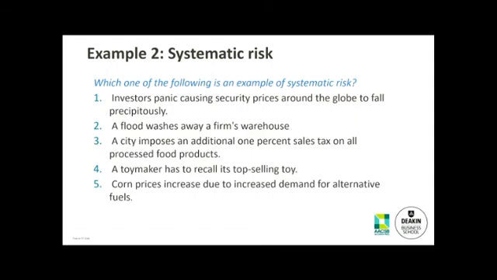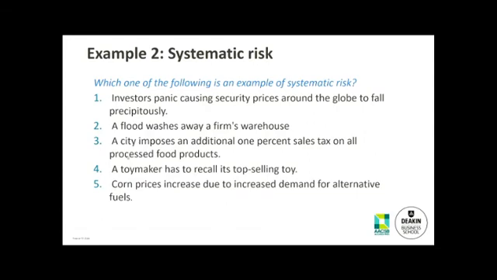Now, second, a flood washes away a firm's warehouse. This is an unsystematic risk. Why? Because apparently it only affects your company and it won't systematically happen. So that is unsystematic risk, and this risk can be diversified. Because if you include 30 or 40 or 50 companies in your portfolio, this risk can be diversified on a particular day, right?